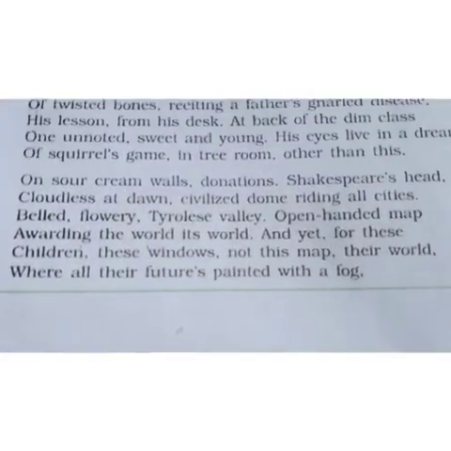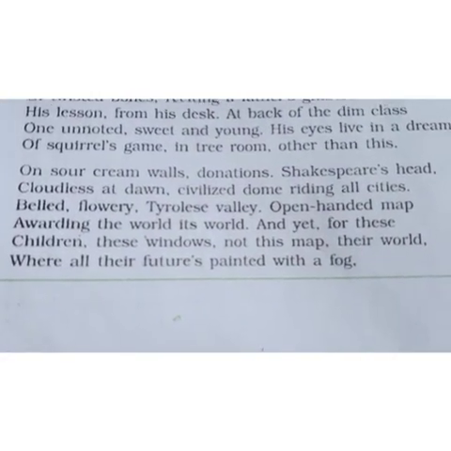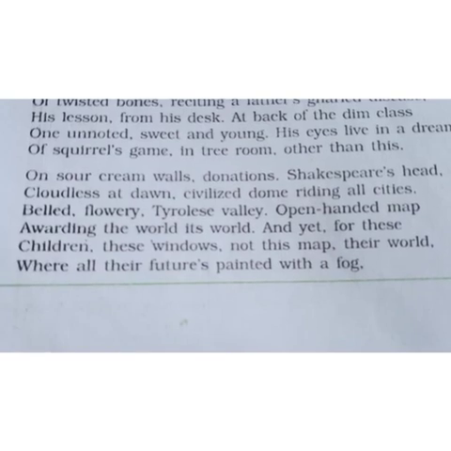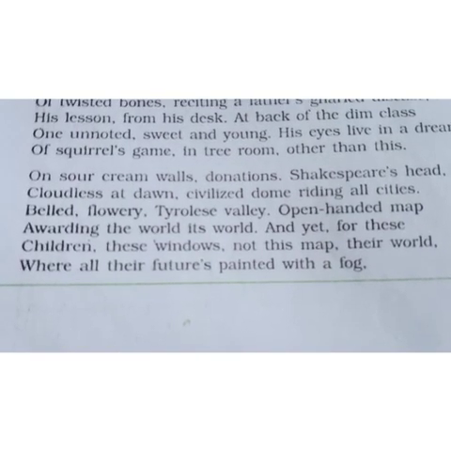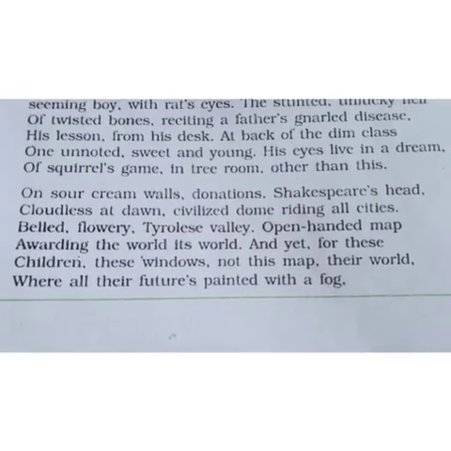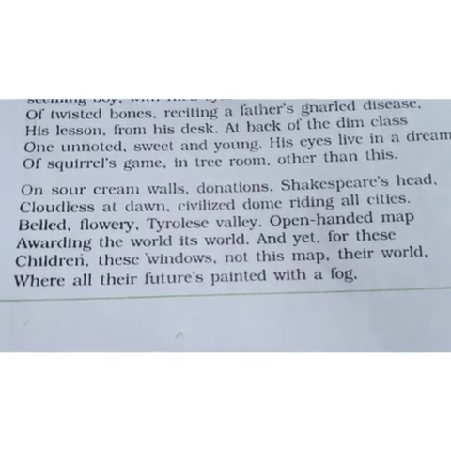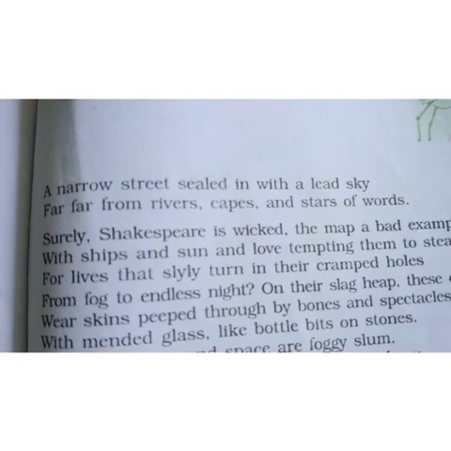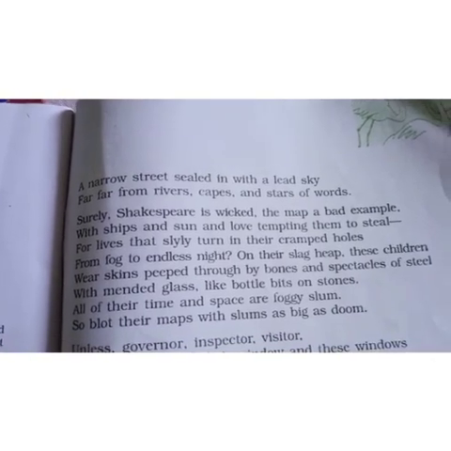Now coming to the second stanza. On sour cream walls, donations, Shakespeare's head, cloudless at dawn, civilized dome, riding all cities, built, flowery, tireless valley, open-handed map, awarding the world its world. And yet for these children, these windows, not this map, their world, were all their futures painted with a fog. A narrow street, sealed in a leaden sky, far, far from rivers, caves, and star of words. This stanza shows the condition of the classroom.